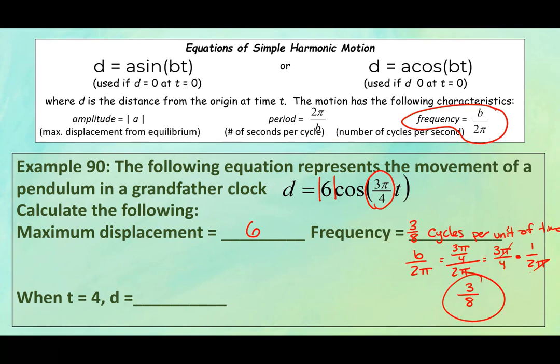is equal to 4. So all we have to do here is plug in 4 for t. So we're going to do 6 cosine of 3 pi over 4 times 4. Okay, so what we're going to do is we're actually going to cancel out these 4's, if it will let me. So we have 6 cosine of 3 pi. If you look in your unit circle, cosine of 3 pi is the same thing as if we find cosine of pi, and cosine of pi is -1. So we have 6 times -1. So D is equal to -6 when t is equal to 4.